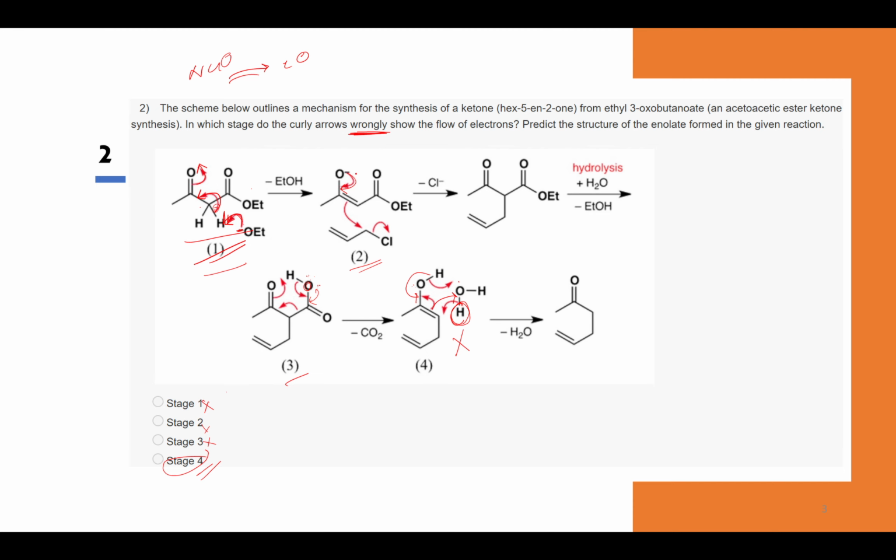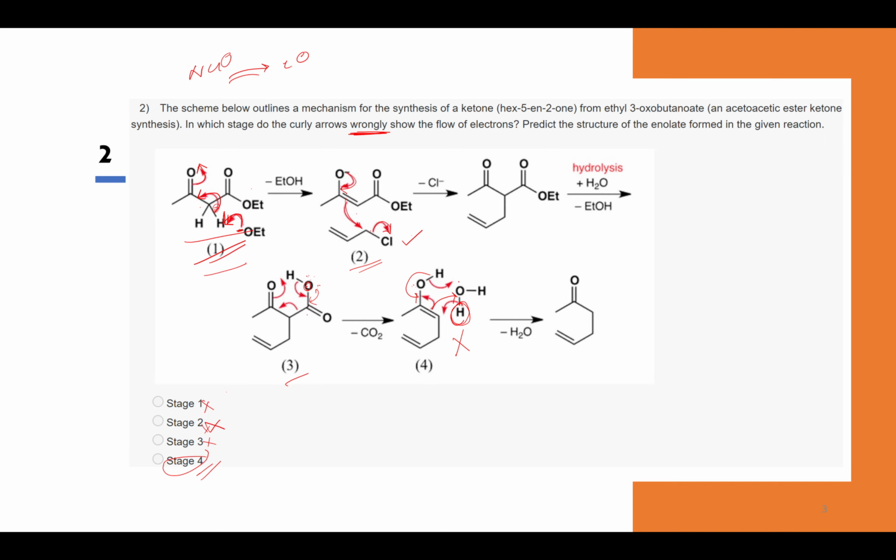Electron flow is from the electron-rich group to the electron-deficient side, right? So this is also the correct one, like this way. And because the electron flow is coming this way, this is also the correct option. It's correct arrow pushing, and the option is incorrect because this is not wrong.